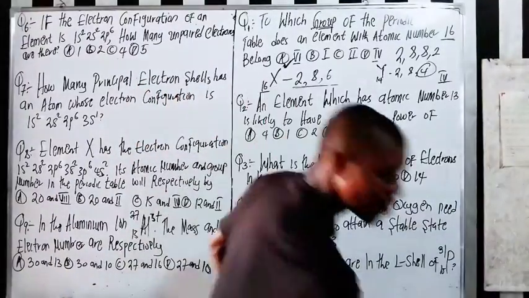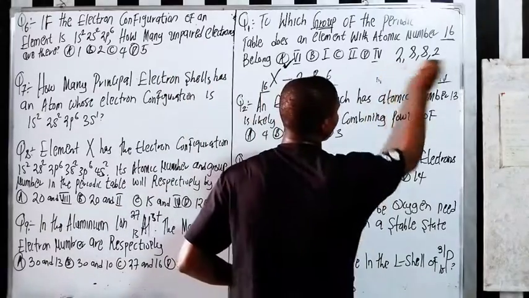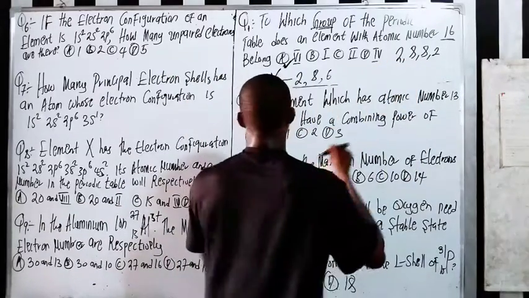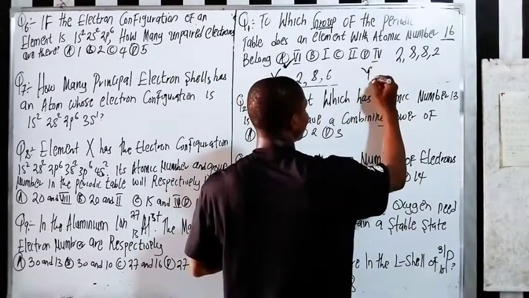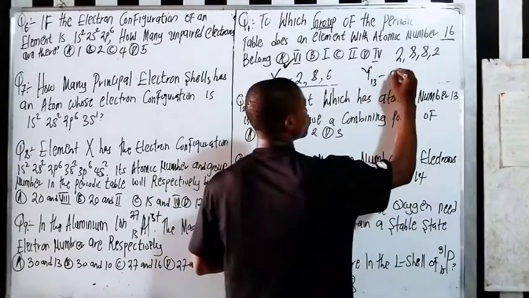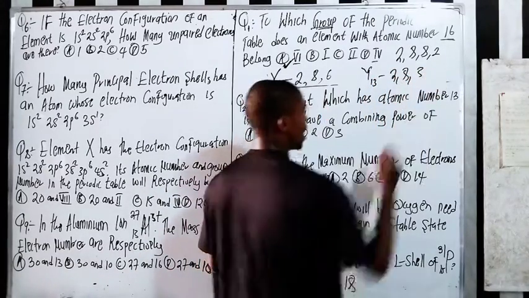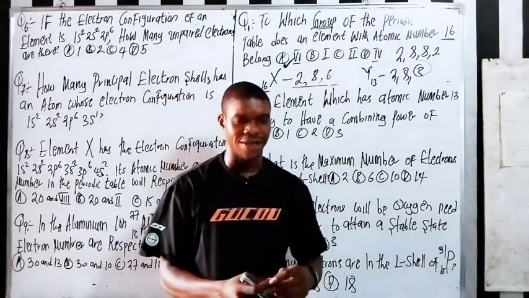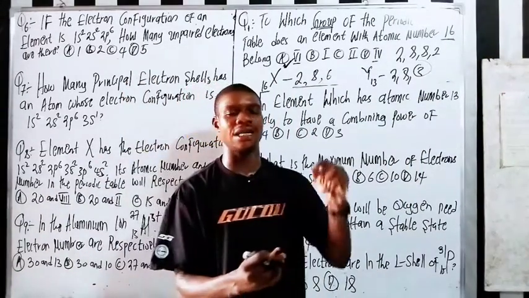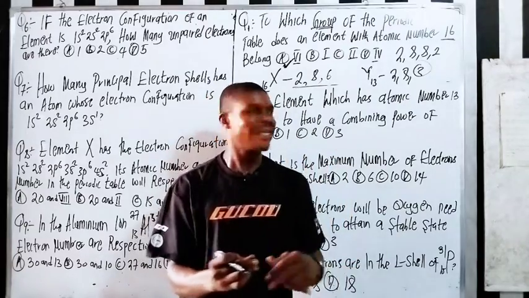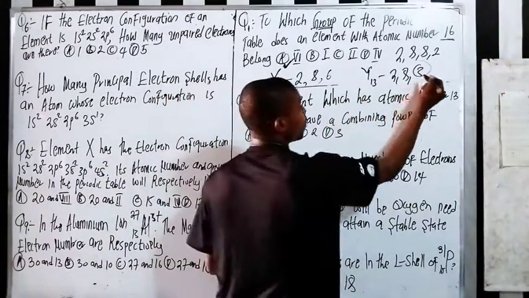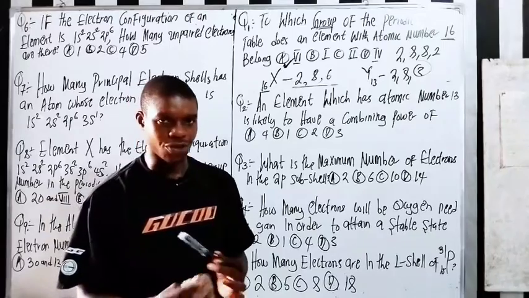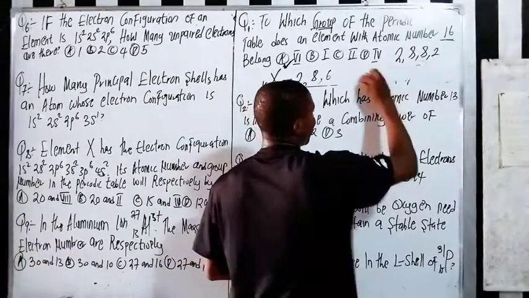For example, here we have Y with atomic number 13. So it's going to be 2, 8, 3, right? This is the outermost electron, which is called the valence shell, and the valence shell is the group number. So this element actually belongs to group 3. Do you understand?